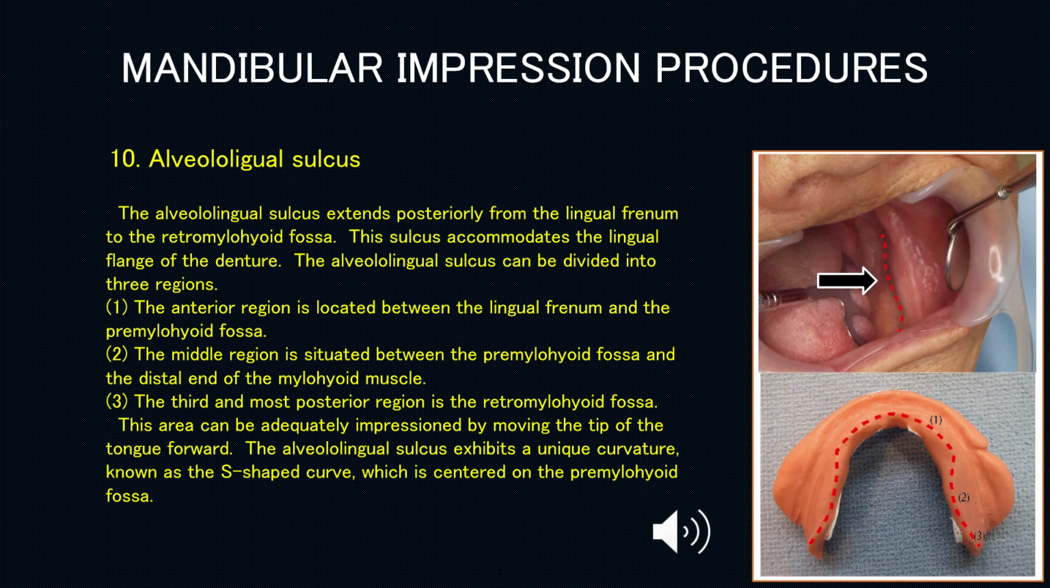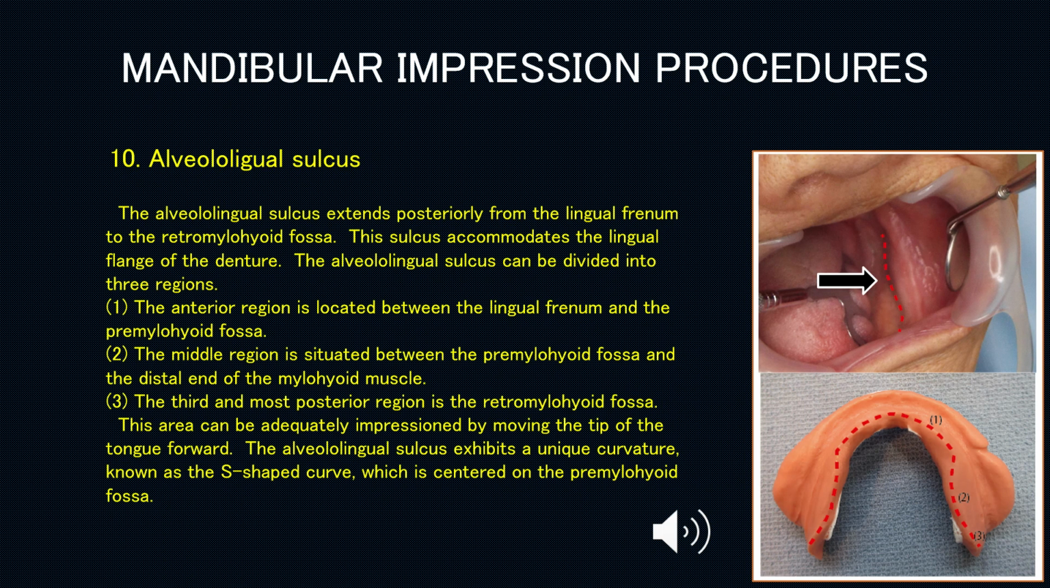10. Alveolo-lingual sulcus. The alveolo-lingual sulcus extends posteriorly from the lingual frenum to the retromylohyoid fossa. This sulcus accommodates the lingual flange of the denture. The alveolo-lingual sulcus can be divided into 3 regions.